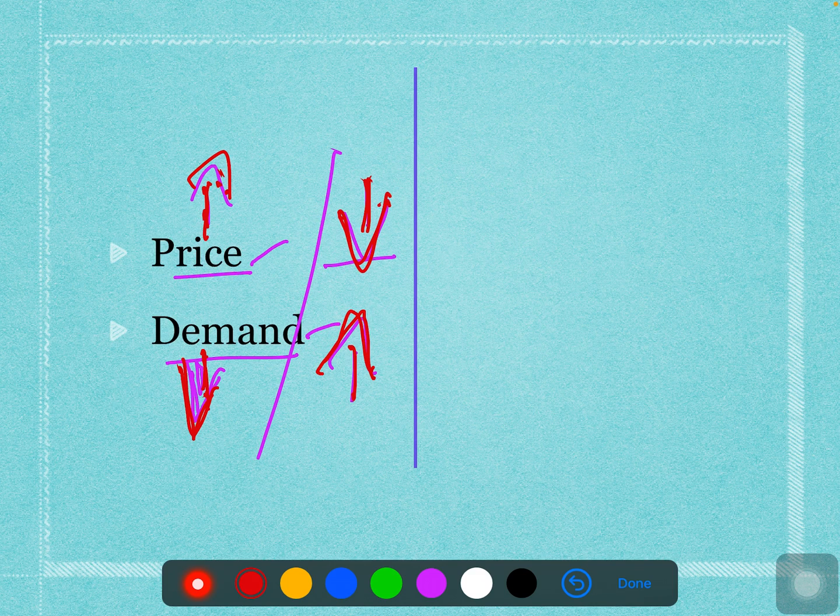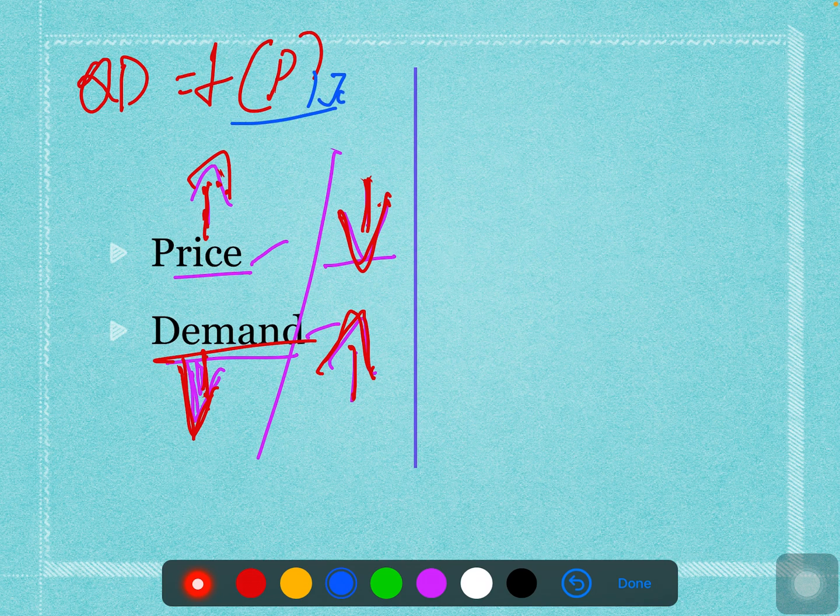So now let me write an equation. Quantity demanded is a function of price. So what does it mean here? Price is the independent variable, quantity demanded is the dependent variable. I told you, always in the place of P, whatever you write should be the independent variable. In the place of QD, always write the dependent variable. Whenever price increases, demand will decrease. When price decreases, demand will increase.